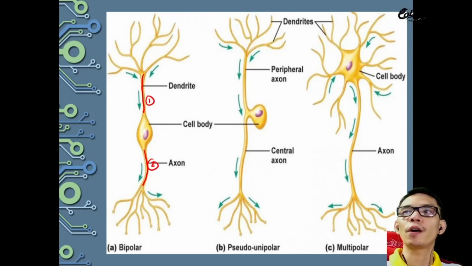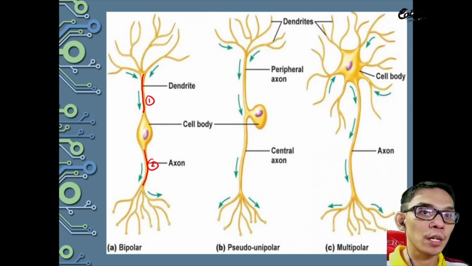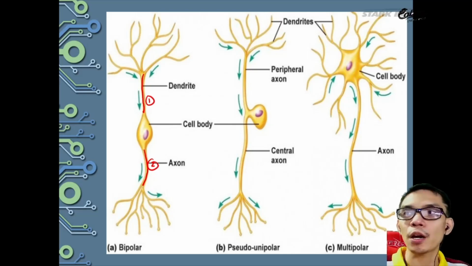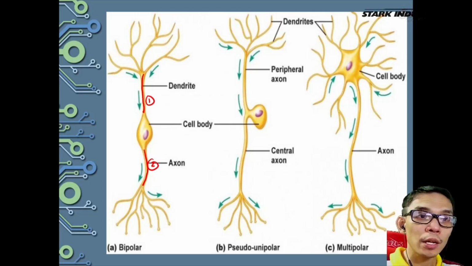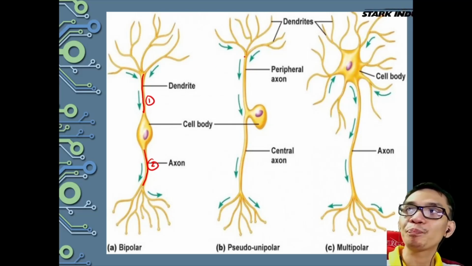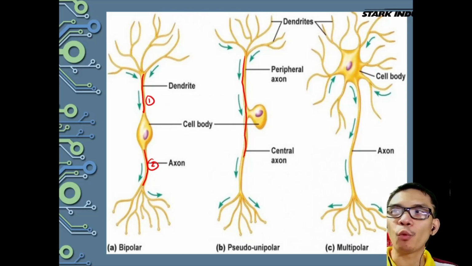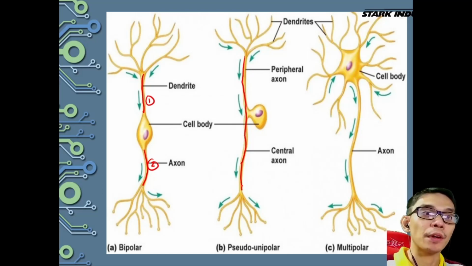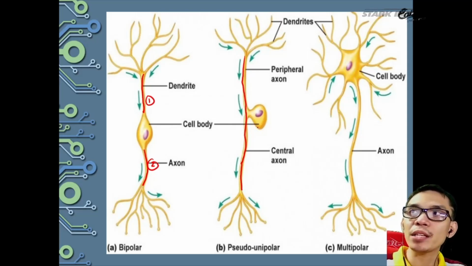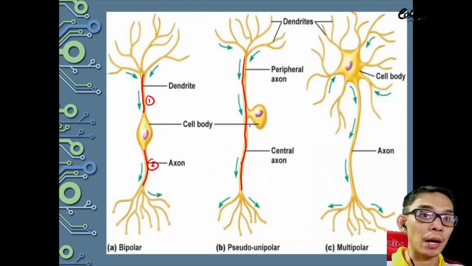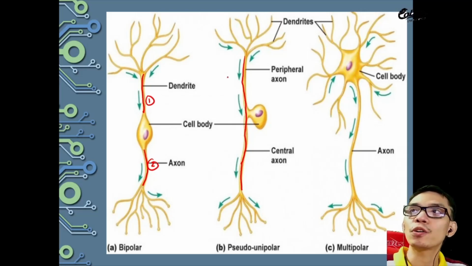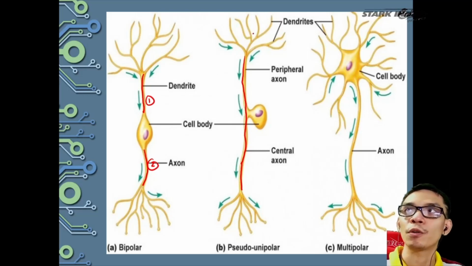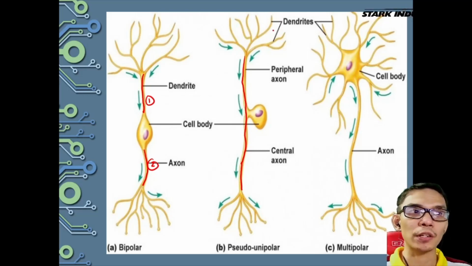Right? So the next one is the unipolar neurons. The unipolar neurons don't have any extensions at all. It has one axon, and the cell body is located at the side of the axon. As you can see here, it has only one axon, and the dendrites over here are over there. So one axon only.